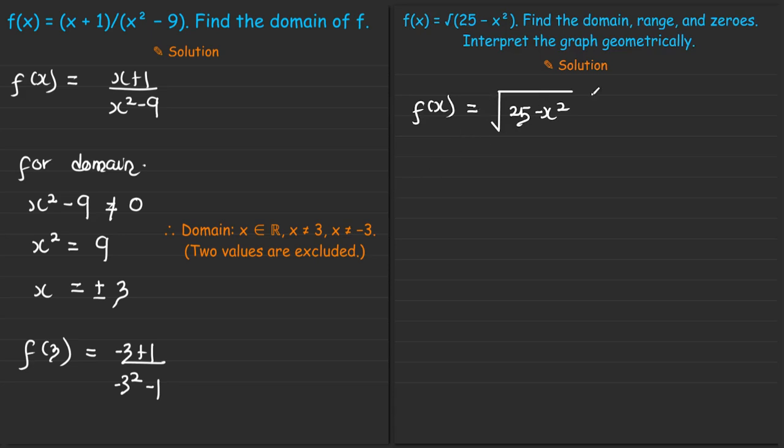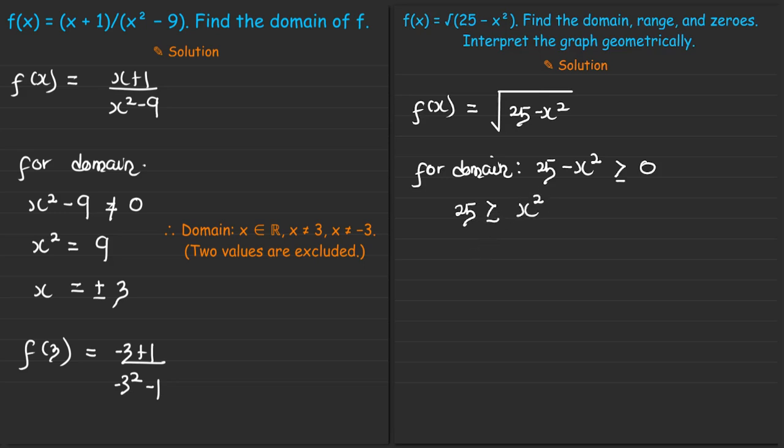Now let's solve together. It says you have to find the domain. So we know for the domain, it will only be possible if the x values actually give us an answer that is greater than or equal to 0. So for our domain, 25 minus x squared should always be greater than or equal to 0. We then have to make x the subject.